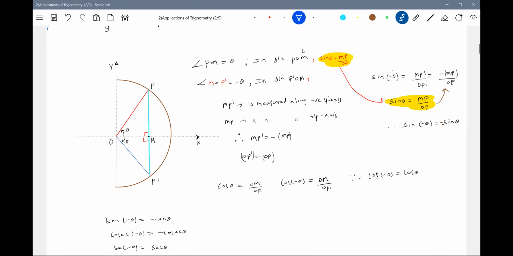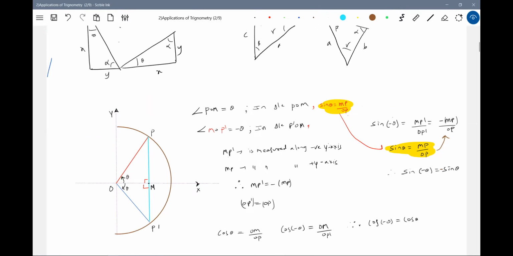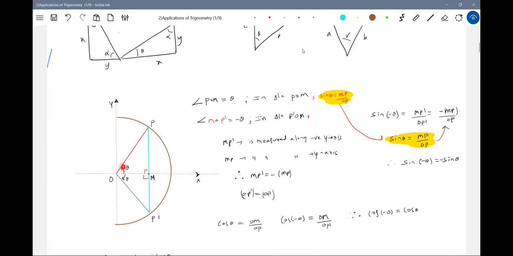Sine theta, sine of minus theta, what can be its value? I'll begin with what I have already pre-written so that we can save time. Look at this here. Initially the line is here.